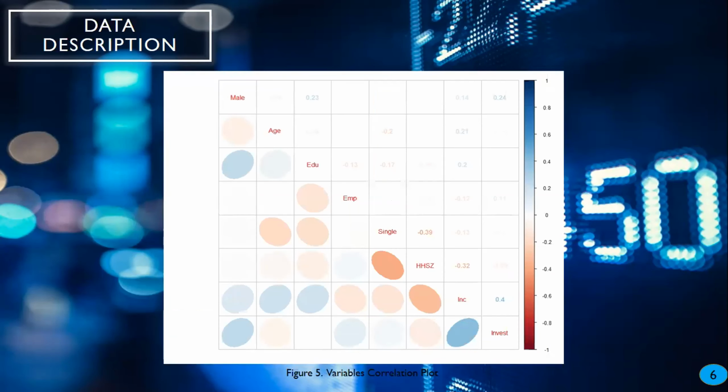We have the variables correlation plot in these slides. We don't have multicollinearity as a problem, because correlation coefficients are not high between variables. The highest one is between income and investment, which is my response variable, at 0.4. So we don't have a multicollinearity problem for our logistic regression.